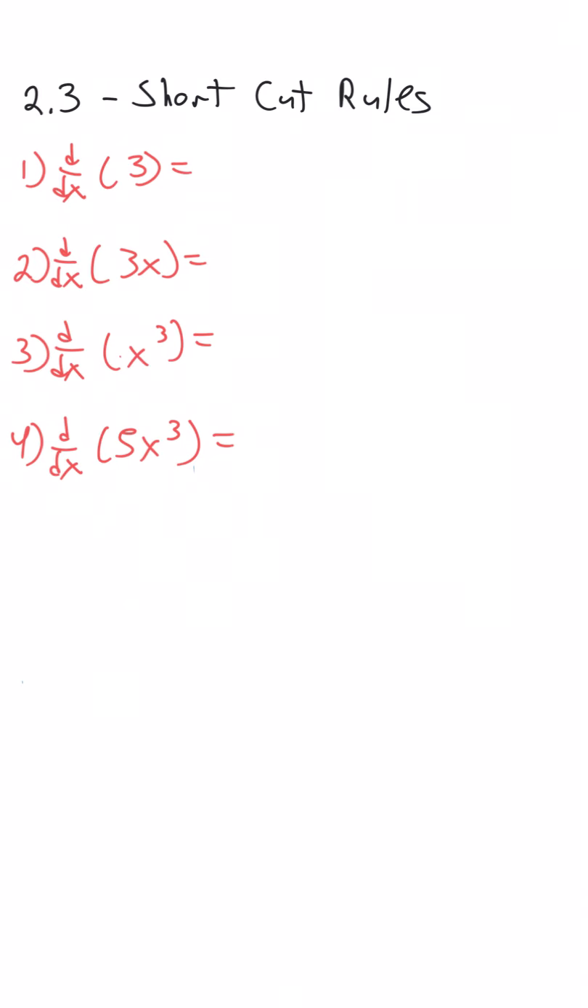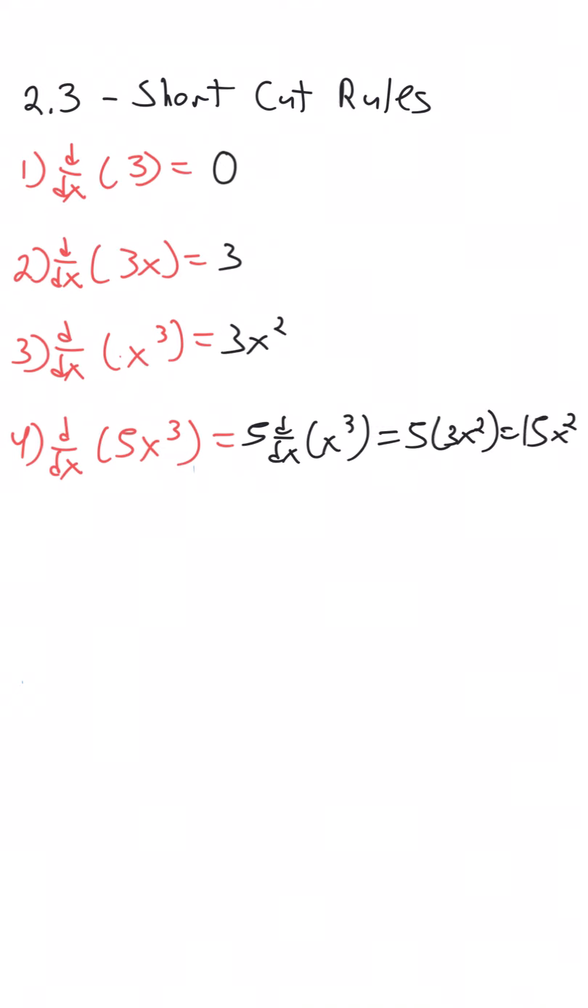First, if I take the derivative of the constant function 3, if I d dx 3, what do I get? 0. If I d dx 3x, what am I going to get? I'm going to get 3. What if I take d dx of x cubed? Power function. I'm going to get 3x squared. And if I take d dx of 5x cubed, well, that's the same as 5 times d dx of x cubed, which is the same as 5 times 3x squared, or 15x squared.